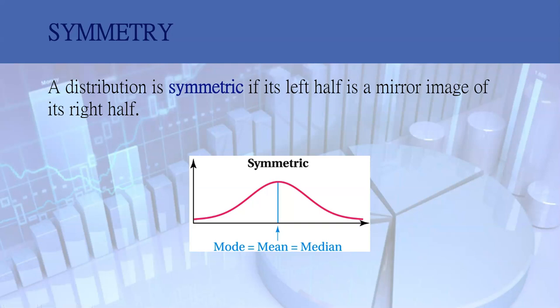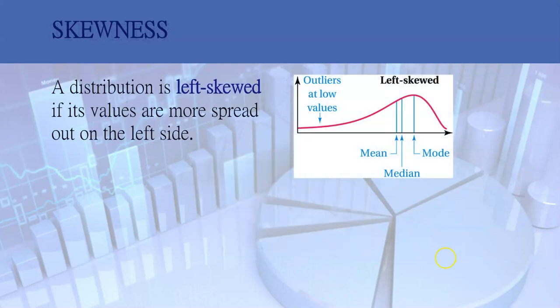Okay, what we're going to look at next is something called symmetry. Symmetry has to do with where the mode, the median, and the mean are all located. You will have symmetric distributions if the left looks exactly the same as the right. So basically, it looks like a mirror image. That's when it's symmetric. But if it's not symmetric, it's considered skew.